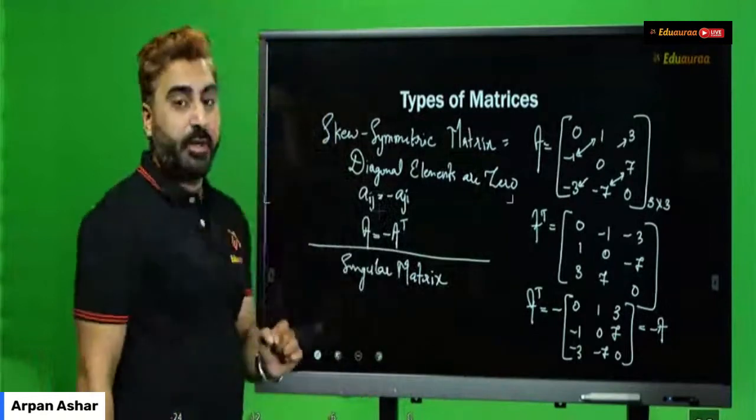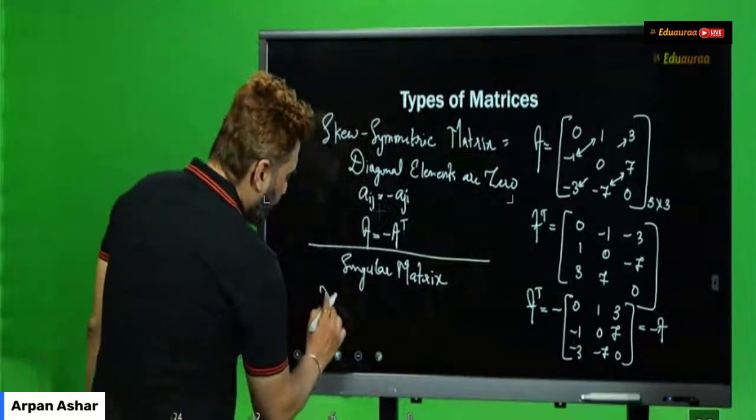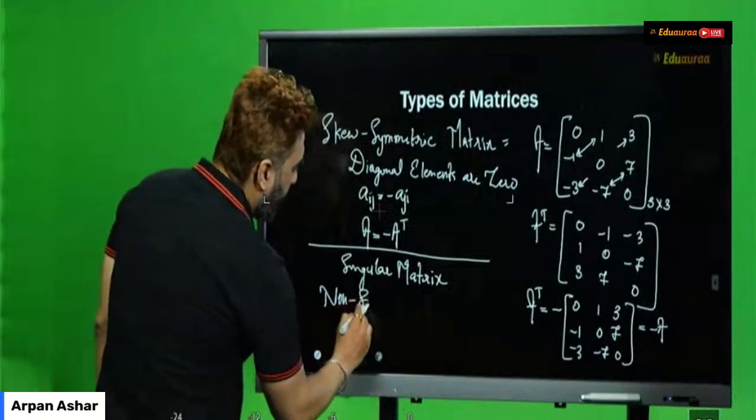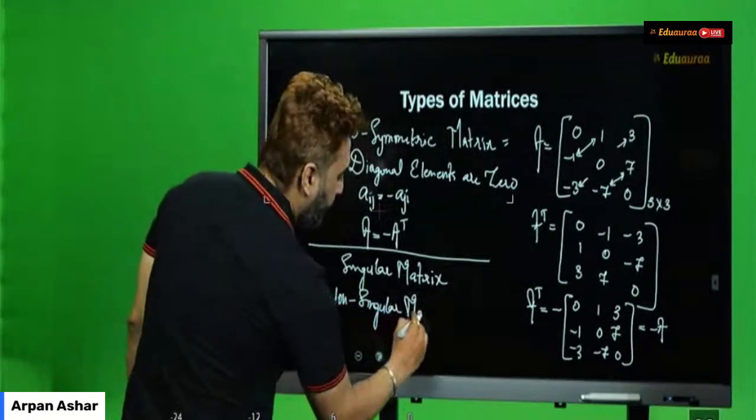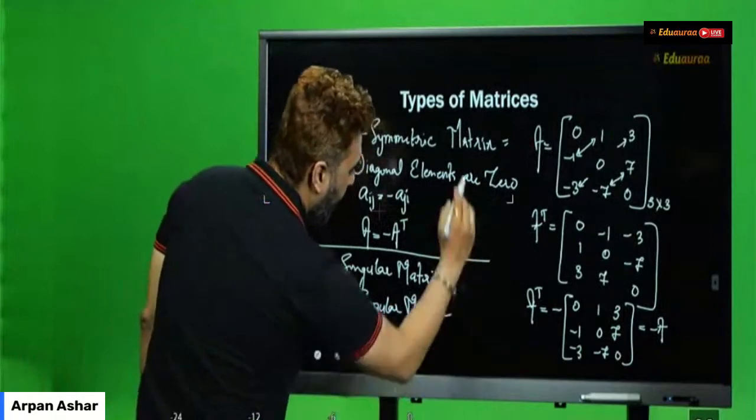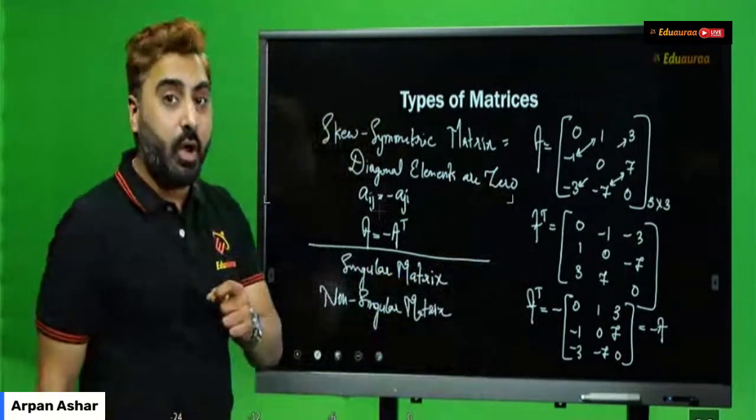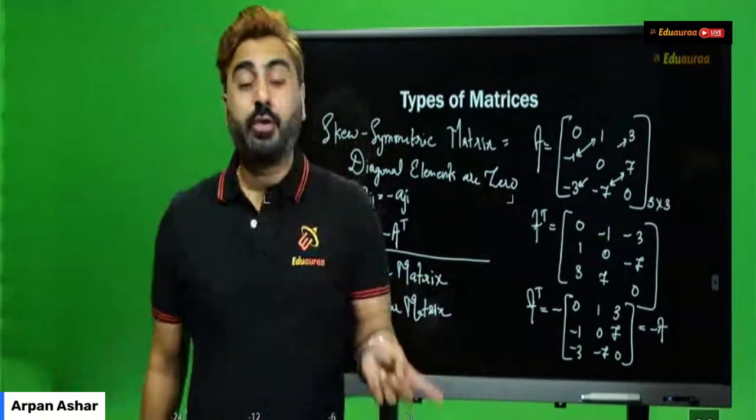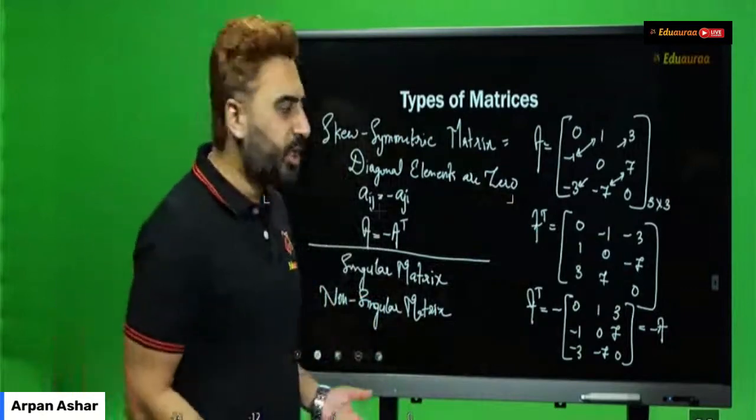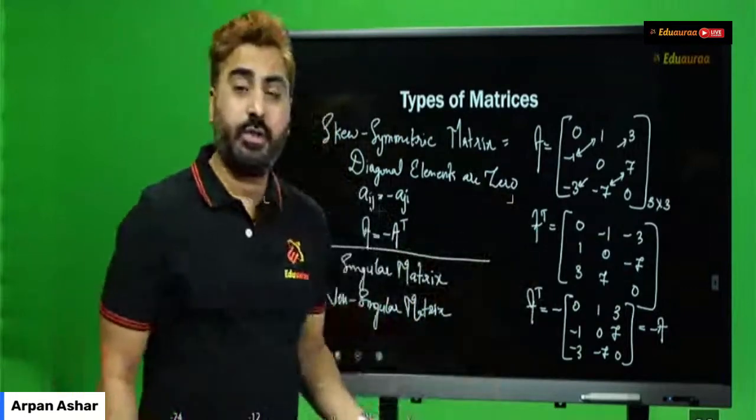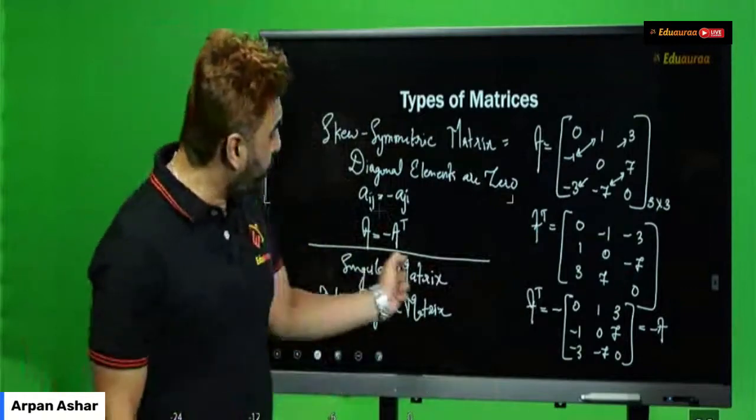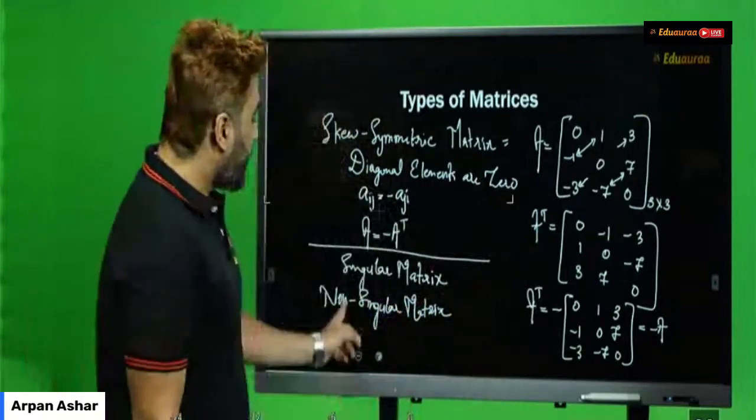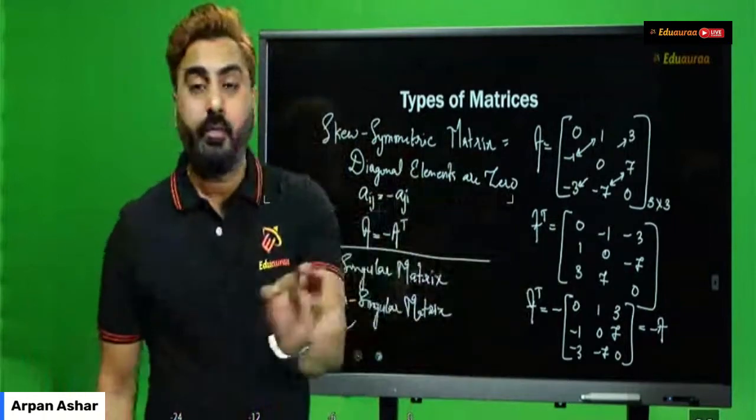And if a singular matrix is this, what will a non-singular matrix be? Write in your comment section. A non-singular matrix is a square matrix whose determinant value is non-zero. I don't care whether it is positive or negative, it should be a non-zero number. If it is a non-zero number, you can say that it is a non-singular matrix.